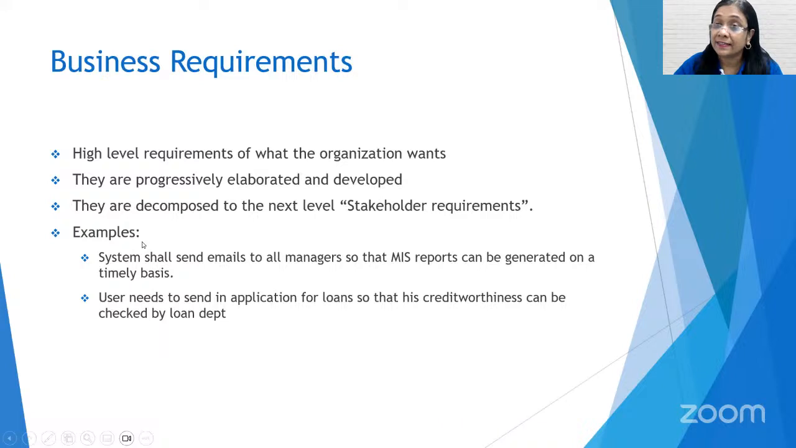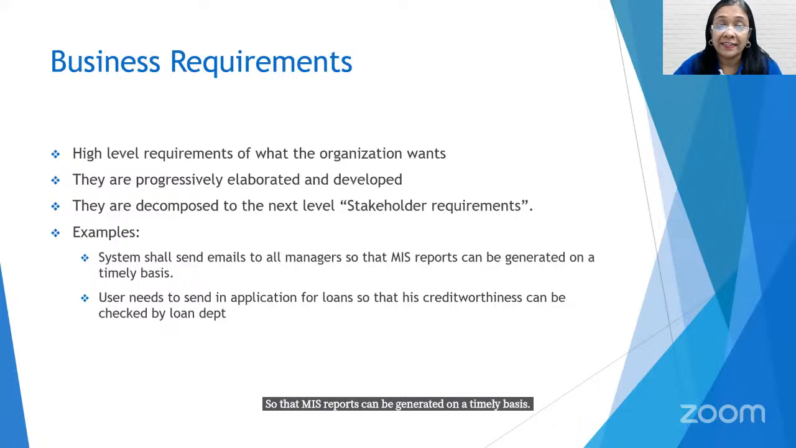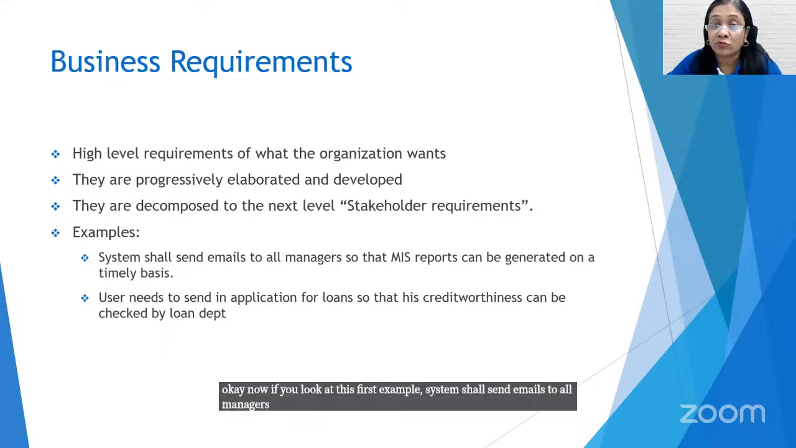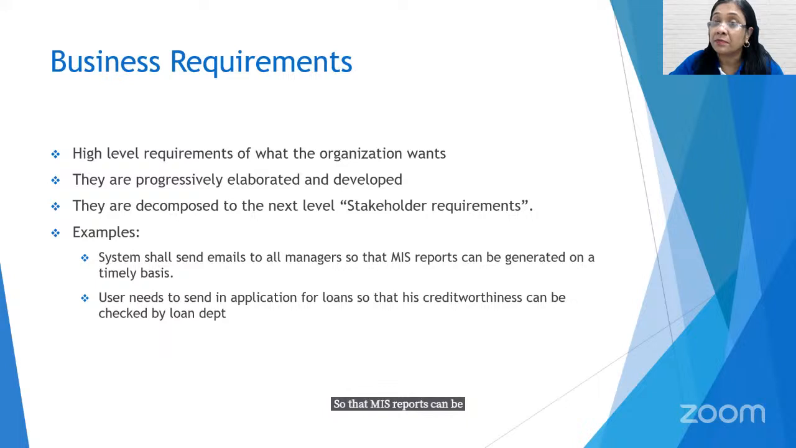Take a look at these examples on the screen. System shall send emails to all managers so that MIS reports can be generated on a timely basis. User needs to send an application for loans so that his credit worthiness can be checked by the loan department. Okay. Now, if you look at this first example, system shall send emails to all managers so that MIS reports can be generated on a timely basis.